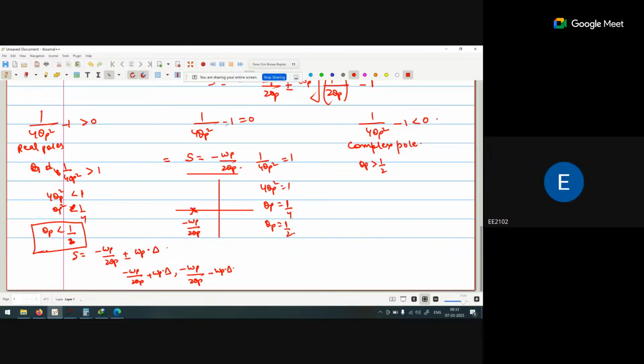The complex poles s1 and s2 are equal to minus omega p upon 2 qp plus j times omega p into delta, where delta is some value. So there are two poles. One is minus omega p upon 2 qp plus j times omega p into delta, and the other is minus omega p upon 2 qp minus j times omega p into delta. That is s1 and that is s2.